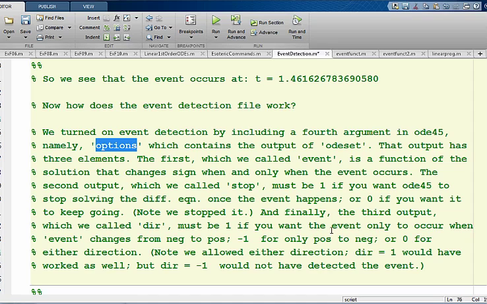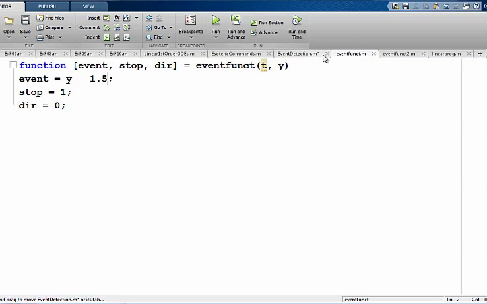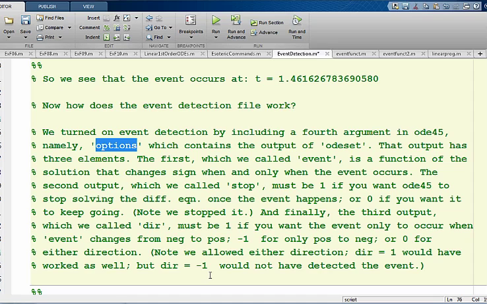And finally, the third one, which we call dir, must be 1 if you want the event only to occur when the event function changes from negative to positive, -1 for positive to negative, and 0 for either direction. What did we set it equal to? We had it equal to 0, so either direction. It would have worked with 1 as well, because the function is increasing, so it's changing from negative to positive. If we had put dir equal to -1, it would not have detected the event.